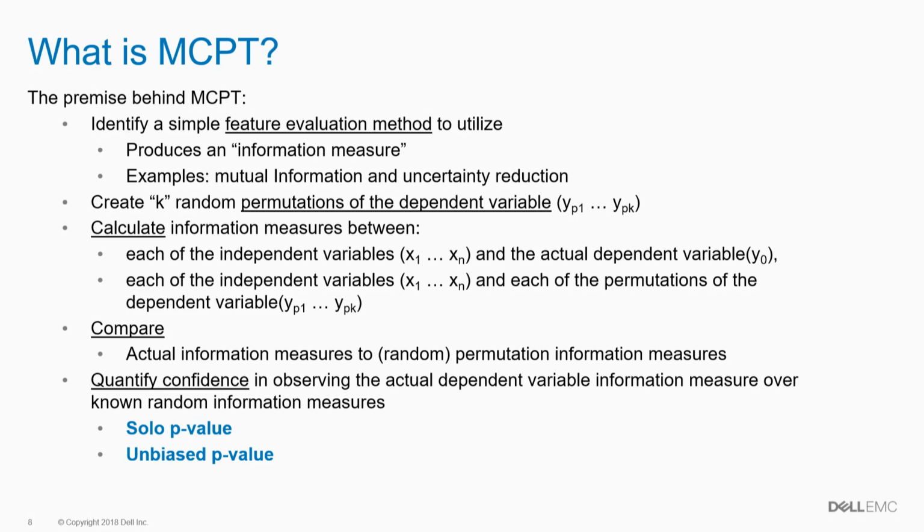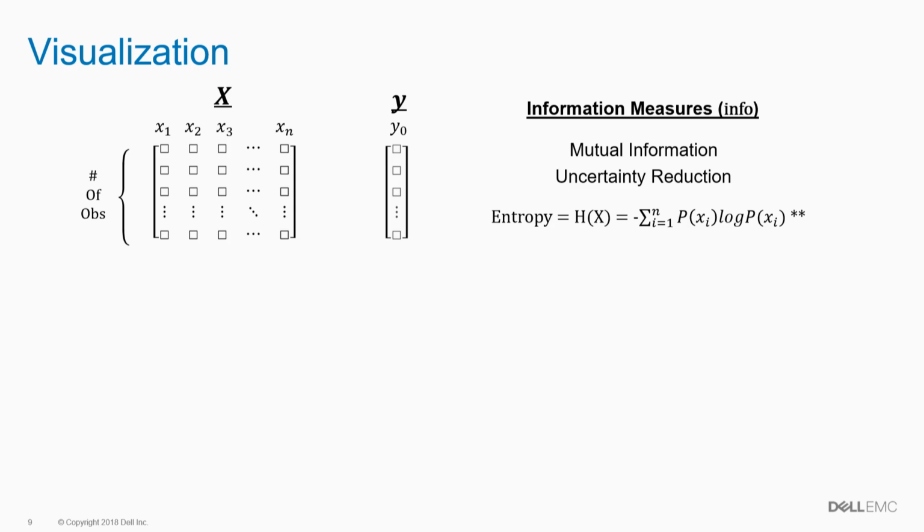Okay, so I like to visualize what's going on here, so I want to step through that. Again, from one of the earlier slides, we had our X matrix with our lowercase x independent variables. We have our dependent variable array Y0. And we have our two information measures, which depend highly on the concept of entropy. So in my formula for entropy here, you'll notice a lowercase i. What that means, I added a couple of asterisks here, is that I'm really going to be focusing more on continuous variables and being able to bin those.